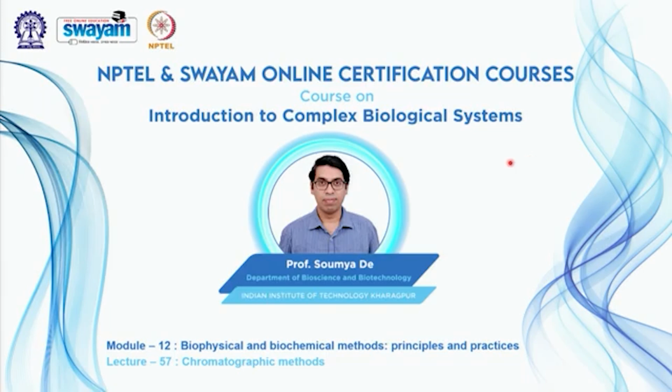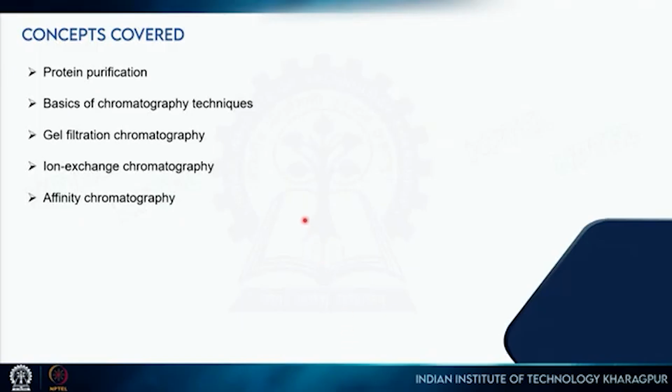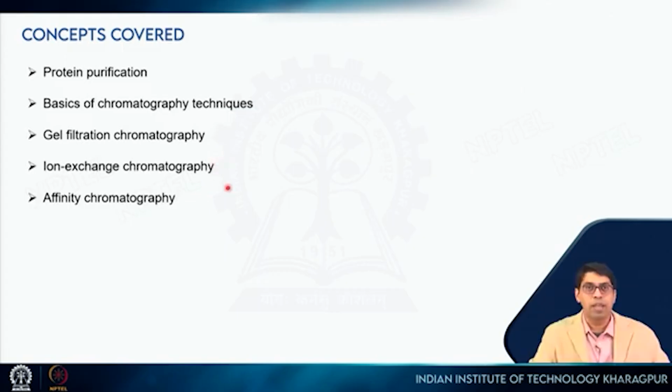Welcome to lecture 57 of Introduction to Complex Biological Systems. Today we are going to talk about chromatographic methods. So these are the concepts that I am going to cover. I am going to talk about protein purification. I will discuss the basics of chromatographic techniques. Then I will discuss three primary techniques: gel filtration chromatography, ion exchange chromatography and affinity chromatography.